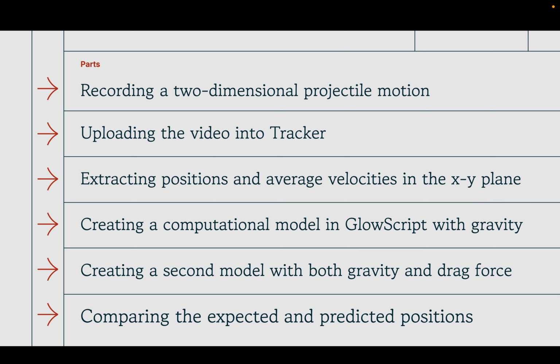So the parts of this lab were to first record a two-dimensional projectile motion, upload that video into Tracker, and then extract the positions and average velocities in both the x and y directions. Then I used the initial position and the initial average velocities to create computational models in GlowScript that would predict the trajectory or the positions of the projectile. One model was created using just gravity, and the other model used both gravity and drag force, and then I compared the expected and predicted positions in the end.